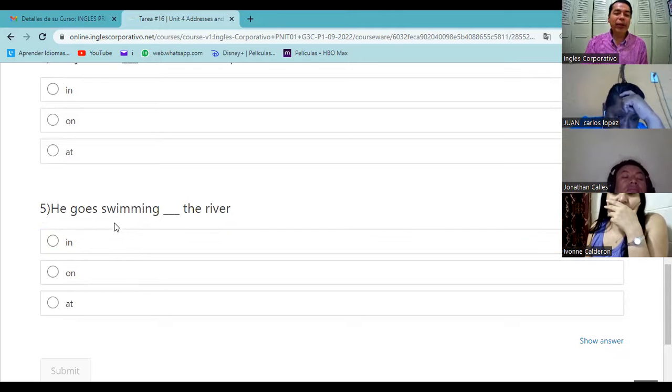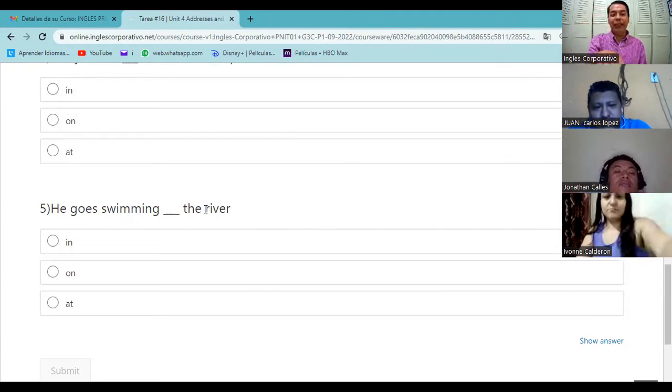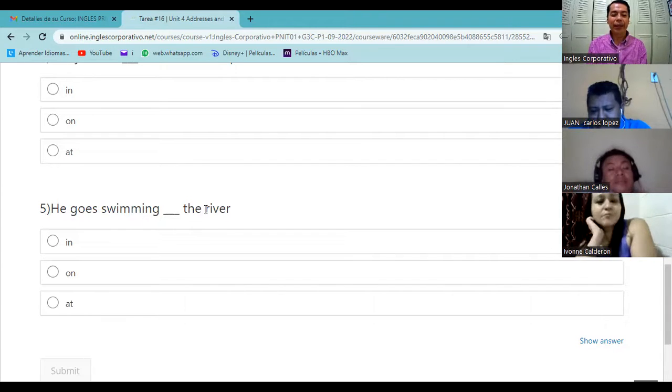Y por último, go swimming in, on, or at the river. Bueno, en este contexto, le voy a poner el mar, vaya, o un lago mejor. JC is swimming in the lake. Como un lago, ¿no? Entonces tiene agua y obviamente usted no va a andar sobre la superficie, va a andar nadando adentro, ¿verdad? ¿Ok? Entonces, por ahí más o menos.